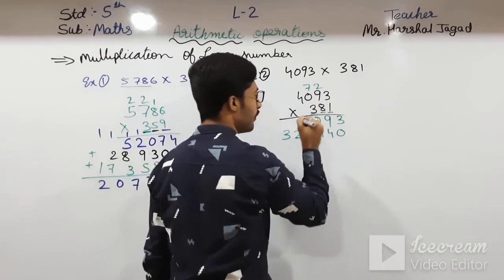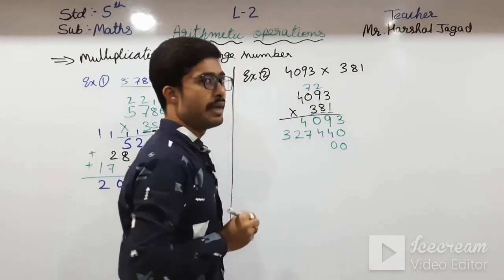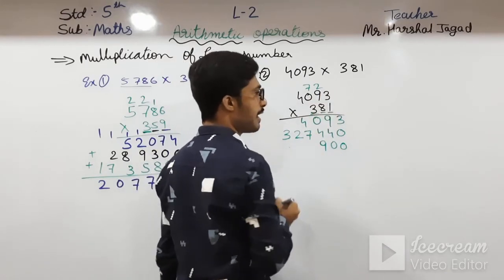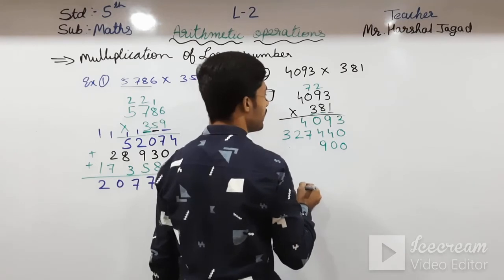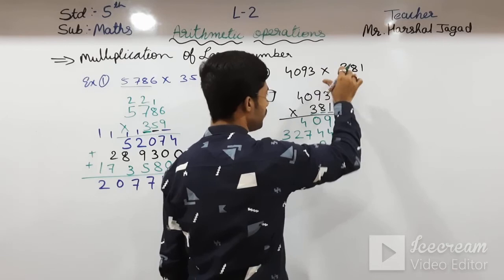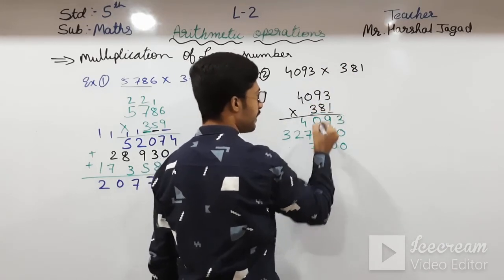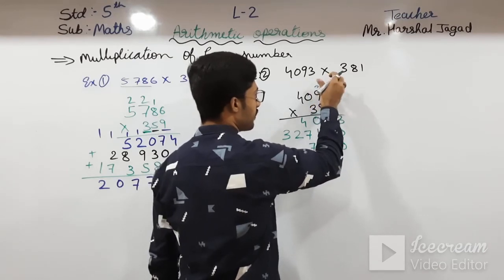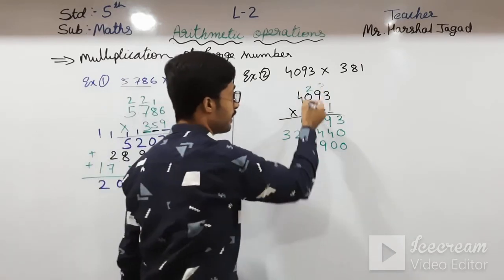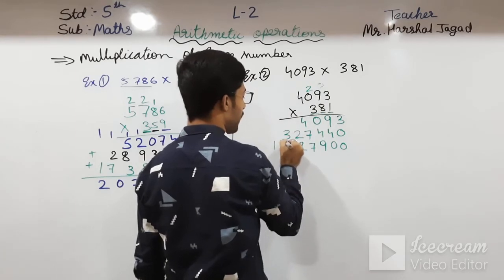And lastly we will multiply with the hundreds place, so we have to put 2 zeros over here. So 3 threes are 9, 9 threes are 27. And 3 times 0 is 0, plus 2, that is 2 only. 4 threes are 12.